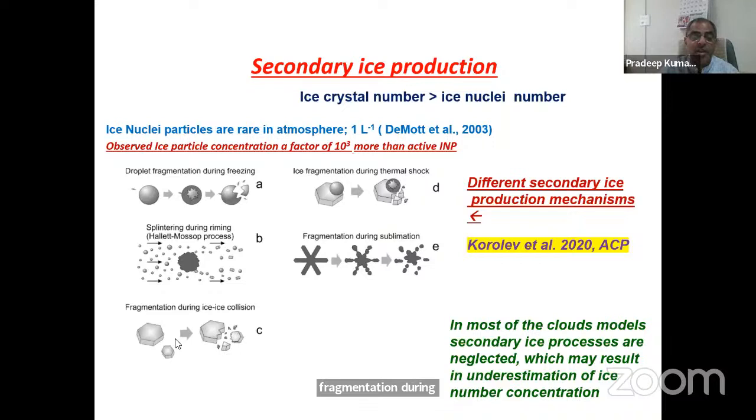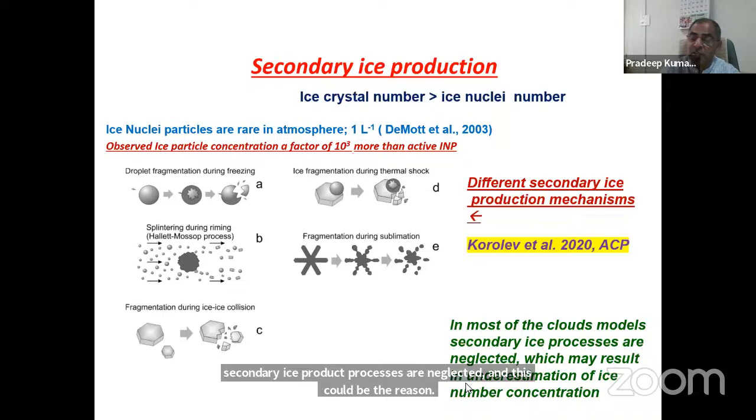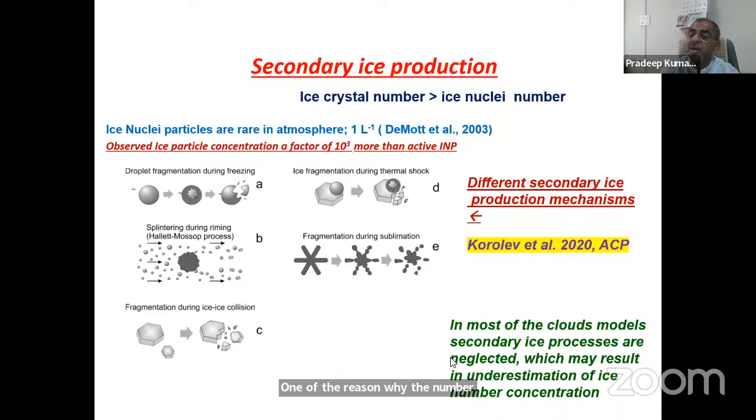Then ice fragmentation during thermal shock. So when a droplet is just colliding, due to the difference in temperature, the crystal can again fragment. And during a sublimation process, it can again break up into small ice particles. So in most of the cloud models, numerical cloud modeling or numerical weather prediction models, these secondary ice production processes are neglected. And this could be one of the reasons why the ice number concentration is underestimated in numerical models.